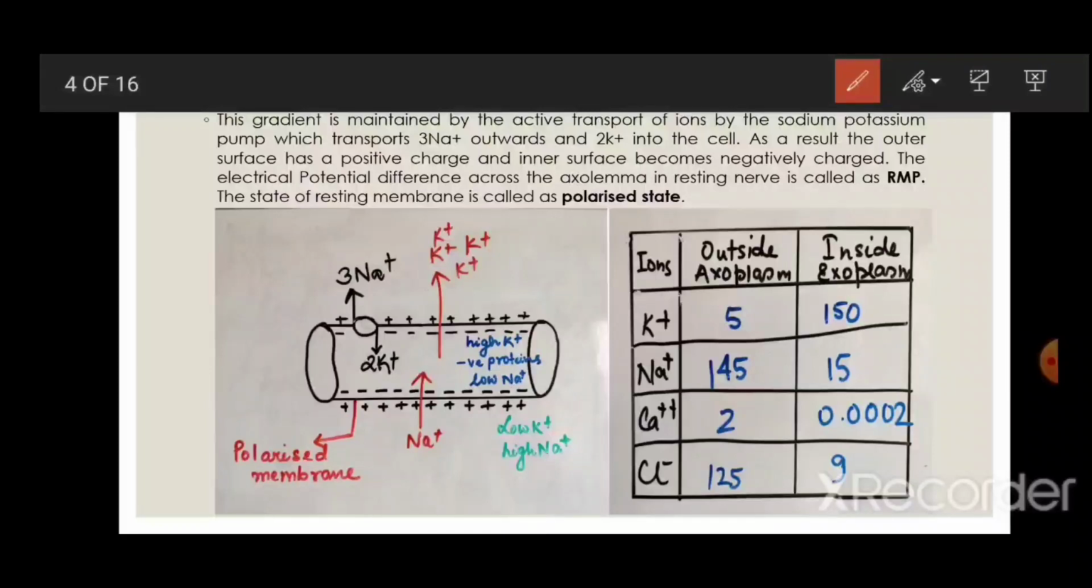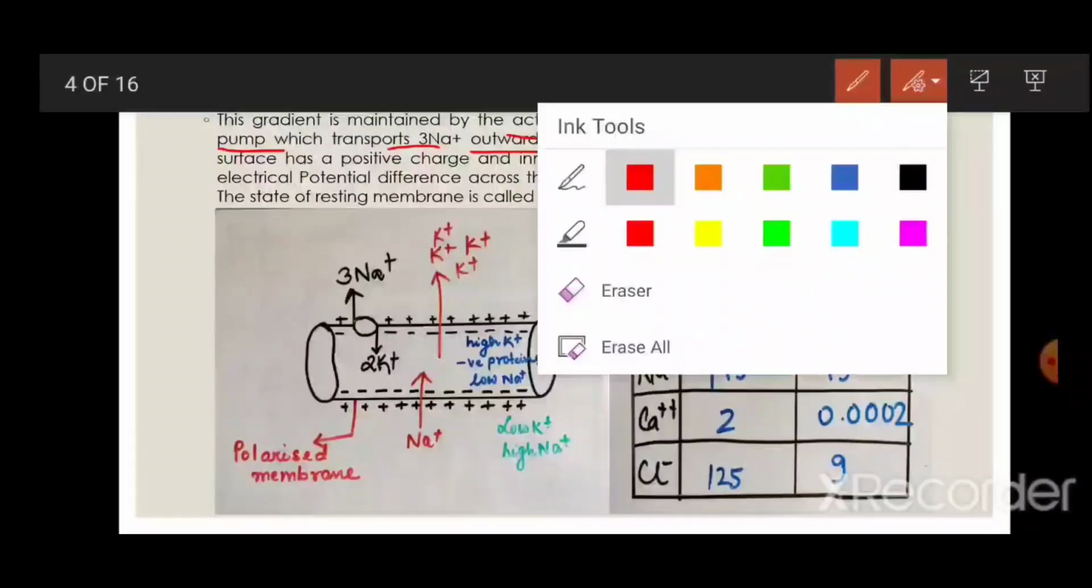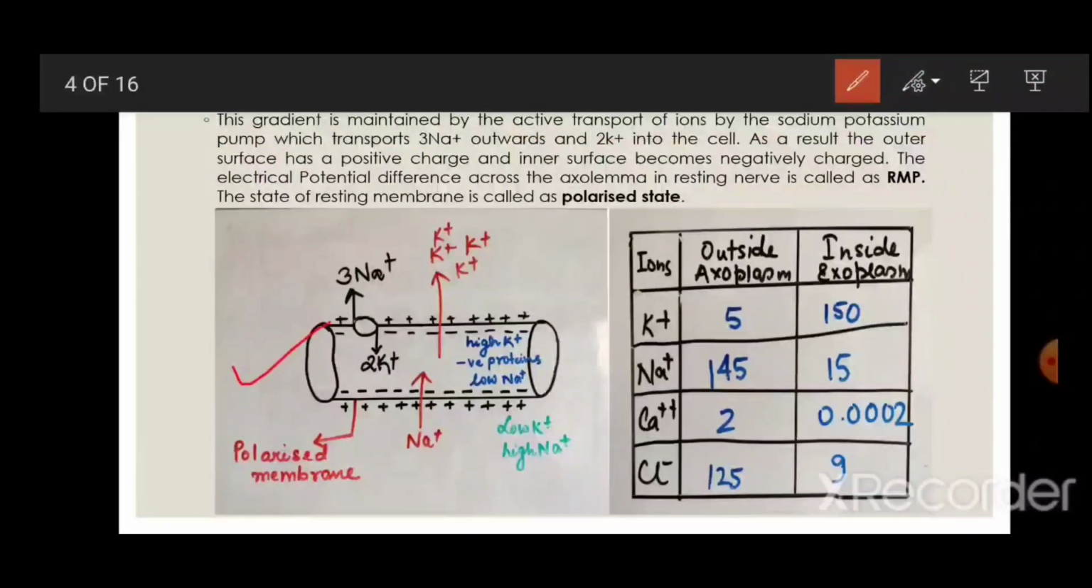This gradient is maintained by the active transport of ions by the sodium-potassium pump, which transports 3 sodium outwards and 2 potassium into the cell. So as you can see in this diagram, this is a polarized membrane in the resting state, and there is a sodium potassium pump here which is sending 3 sodium ions outwards and 2 potassium ions inward. And due to this, in the resting stage, this concentration gradient is maintained.